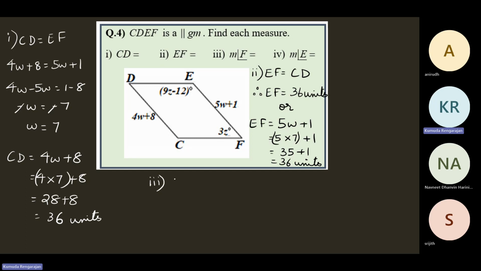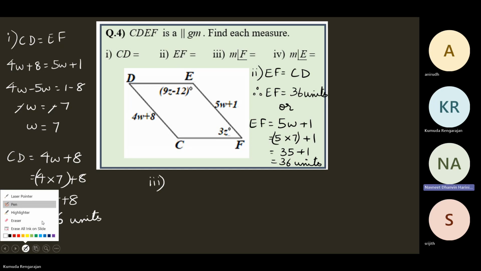What's the measure of angle F? Ma'am, 6. Ma'am, can I do? Yeah, tell me. Ma'am, 3Z is equal to 9Z minus 12. No, I'm just checking. In this figure, that expression is in the middle. So 1 minute, I'll just refer to the image, just a second.